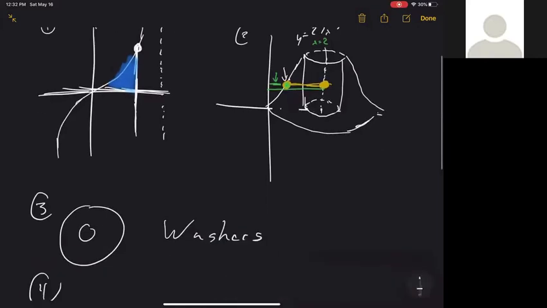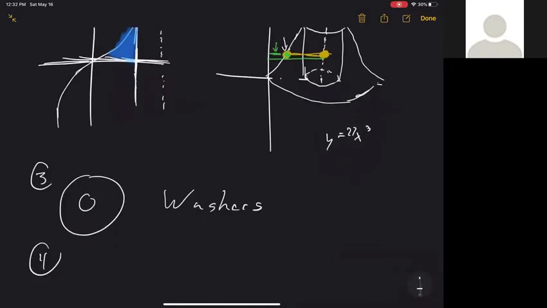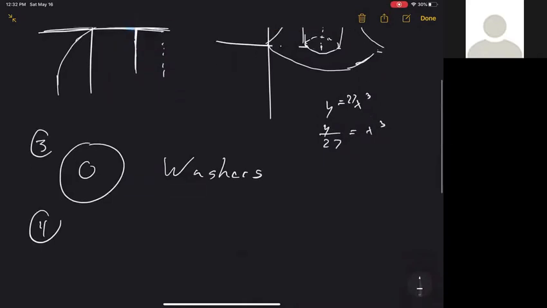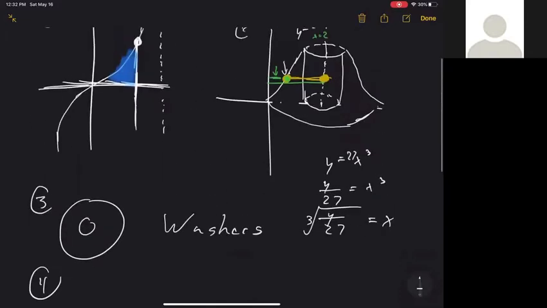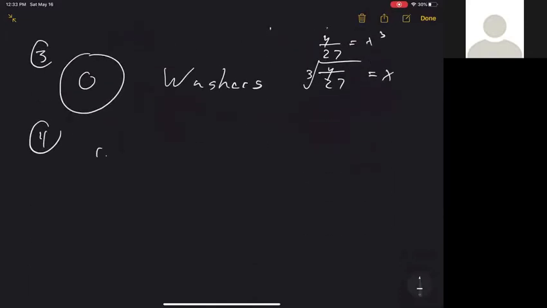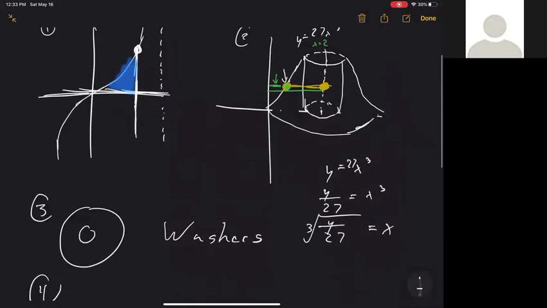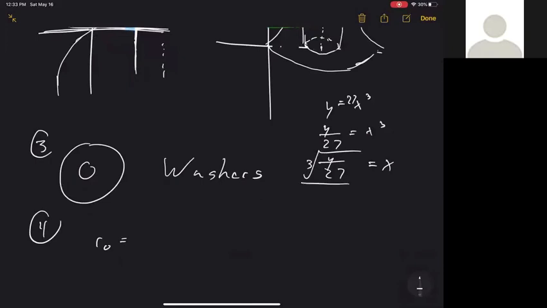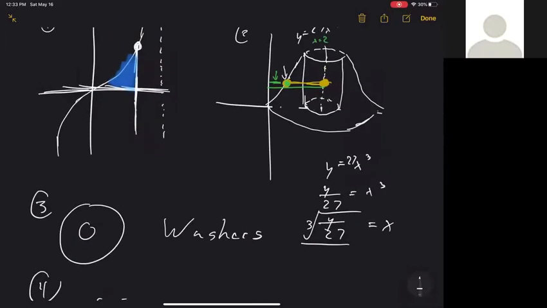So what is that x coordinate? If I have y equals 27x cubed, then I want to solve for x. I'd have the cube root of y over 27 equals x. So my outer radius should be, excuse me, 2 minus that.